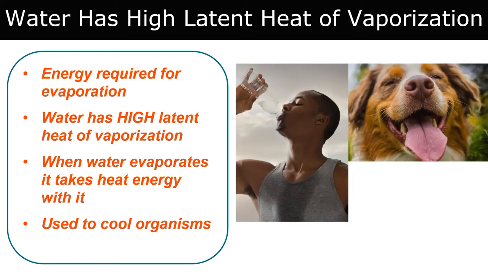So that is why we sweat, right? So when you sweat, your body puts a sheen of water all over you so that when it evaporates, it takes a lot of the heat with it. And it's the same reason that dogs pant, right? So they're putting all that liquid on their tongues, and when that evaporates from their tongues, it helps to cool their body down. So it's especially important for mammals.